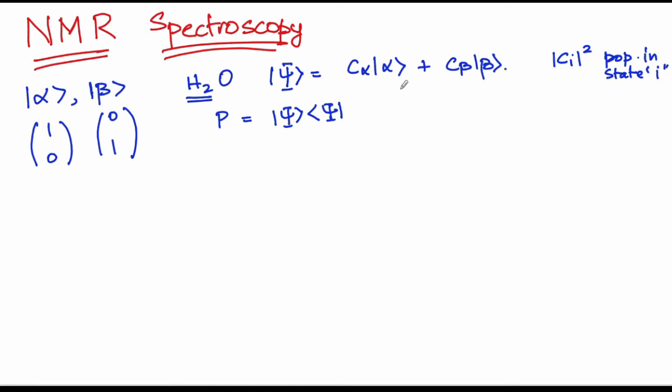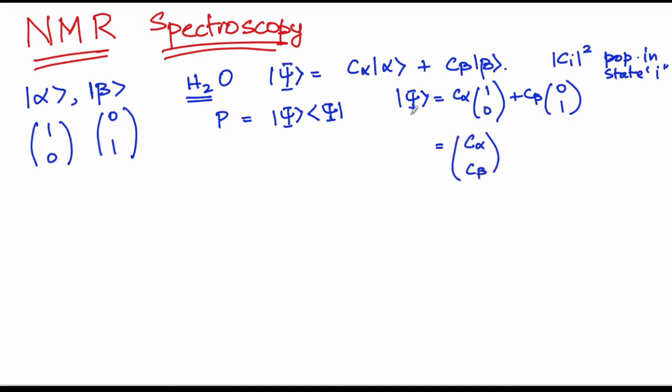So can we first write how psi looks in this representation? You're going to have something like C alpha times 1, 0 plus C beta times 0, 1. So this will be given by C alpha, C beta. This will be the representation of ket psi. Therefore, the projection operator that we are trying to write is going to be C alpha, C beta, and the bra psi is going to be the transpose and complex conjugate. So it's going to be C alpha star, C beta star.